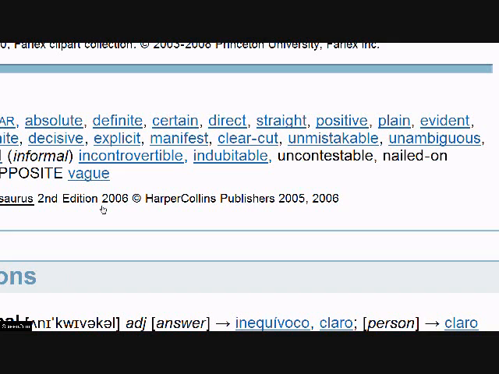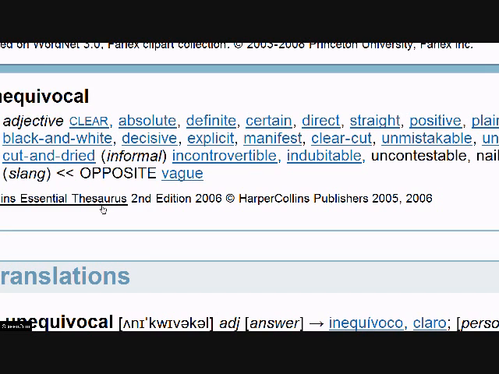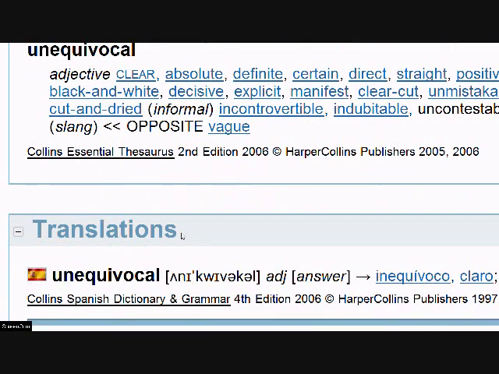Unmistakable, unambiguous, cut and dried. These are informal ways of using it. Incontrovertible, indubitable. Dubitable is doubtable. Something like indubitable is equivalent to unequivocal. Okay. Nailed on. These are slang ways of telling it.